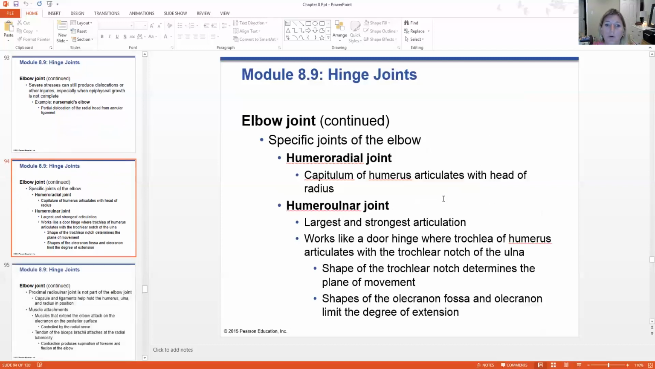All right, elbow joint: the humeral radial joint and the humeral ulnar joint. The humeral radial joint is between the capitulum of the humerus and the head of the radius, and the humeral ulnar joint is with the trochlear notch and the ulna. So this is a very strong articulation because that ulna has that notch in it that goes around that trochlea.